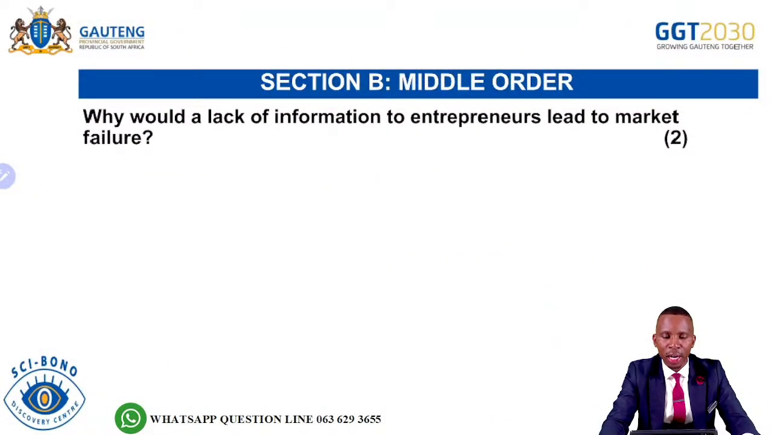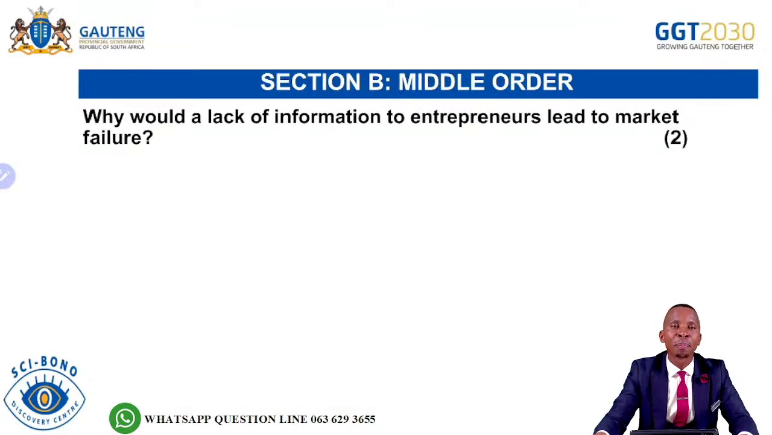Then we continue. Why would a lack of information to entrepreneurs lead to market failure? Now we go straight to the reasons for market failure. Lack of information. If there is no adequate information available to the producer or entrepreneur, that will lead to the entrepreneur maybe using very expensive factors of production. It is very important for the entrepreneur to access information about the prevailing market conditions. If the entrepreneur does not have adequate information, the entrepreneur might end up using very expensive factors of production or inputs to produce, which will lead to goods becoming more expensive.